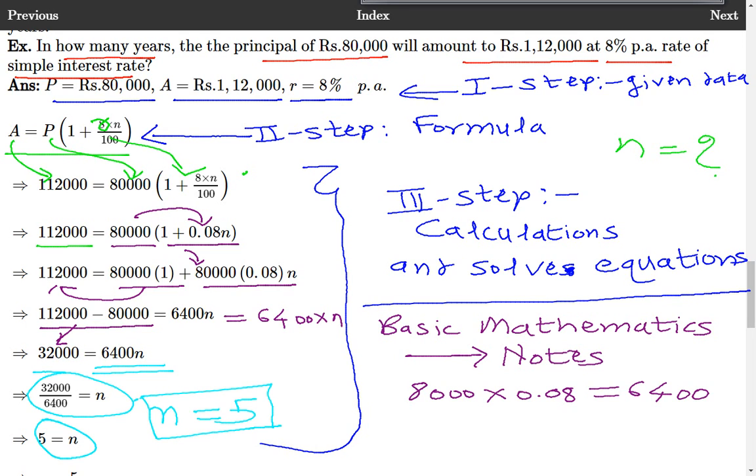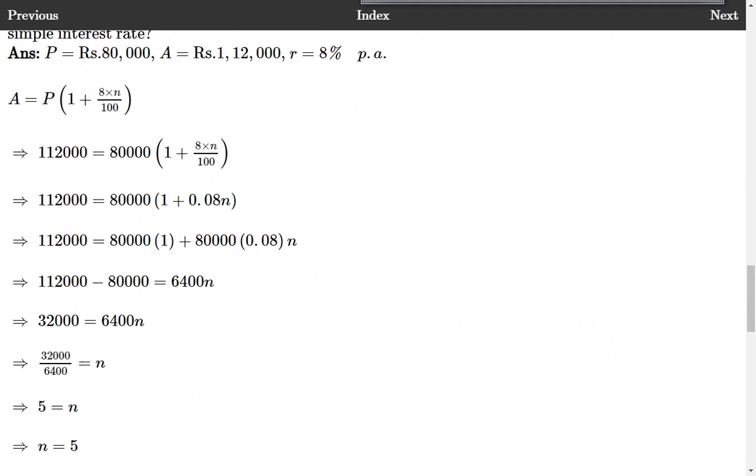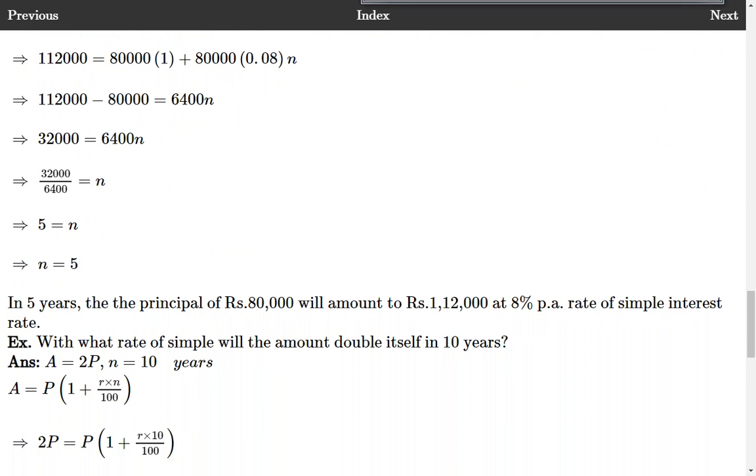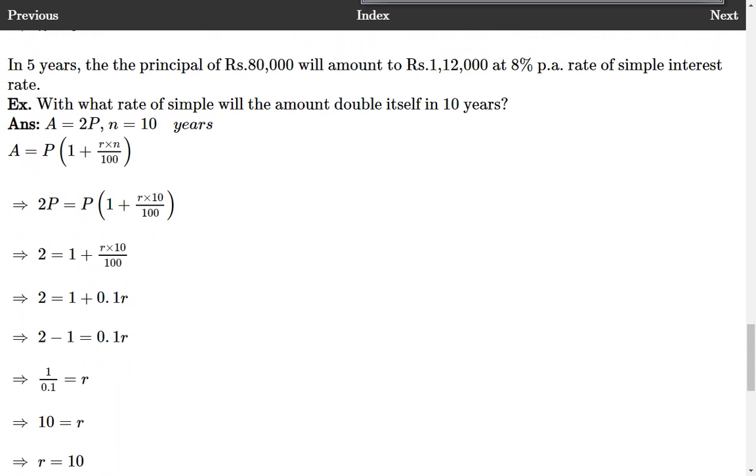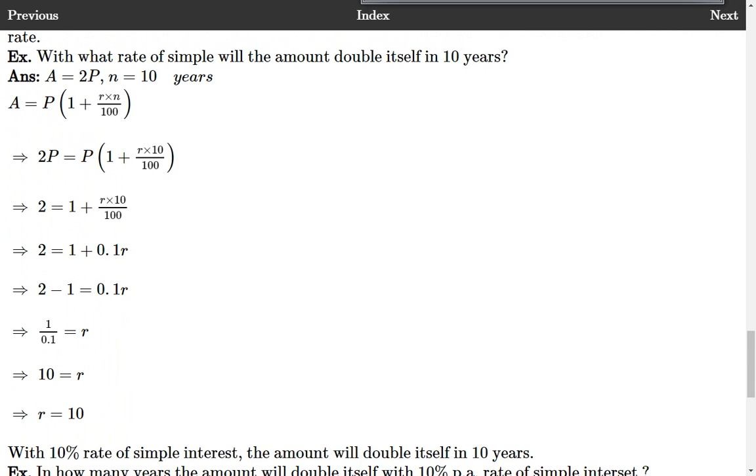The answer is that in 5 years the principal of rupees 80,000 will amount to rupees 1,12,000 at 8% rate of simple interest. This completes the example. Now, in the last part, we are going to solve some more examples on simple interest. So let us go through the last examples on the topic simple interest.